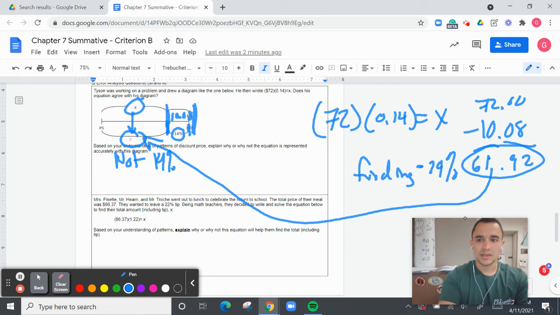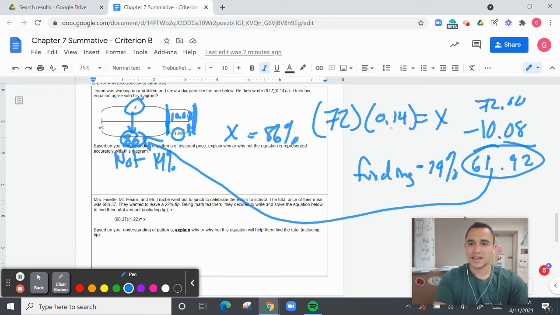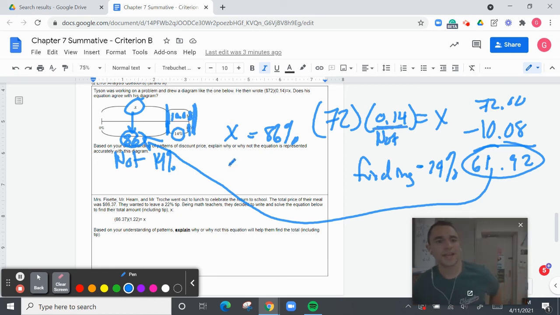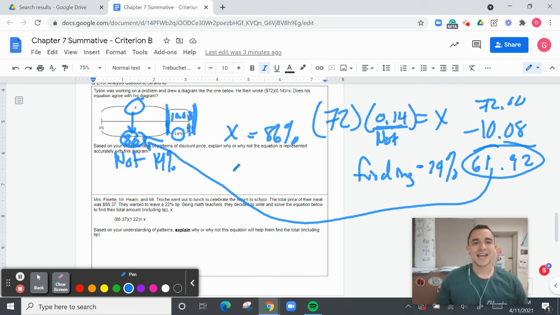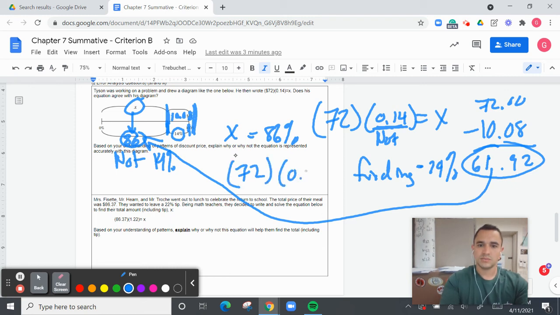That means we're left with, my phone just dropped. We're left with 86%. So that's the X. So the X is represented by 86%, not 14%. All right, so that's where the things are confused. So the answer to this question is this does not agree with his diagram. All right, in order for it to agree with the diagram, you would need to do 72, and then you would do 0.86 because that is going to be equal to that. Okay. All right, last one.